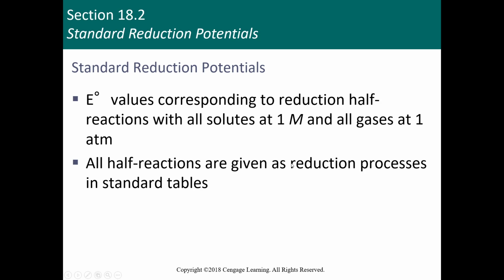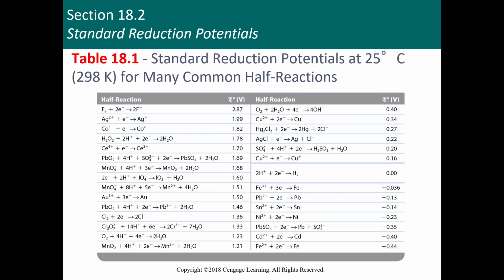All half reactions are always given as the reduction process in standard tables. You can, however, look up specific tables where they list the oxidations. Those do exist, but there's really no point in them. I have no idea why somebody thought that was necessary, because you just flip them.